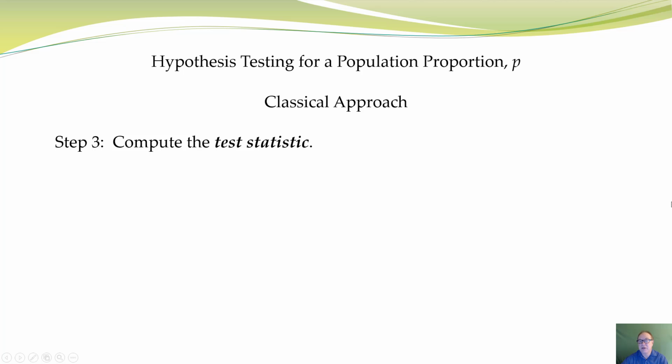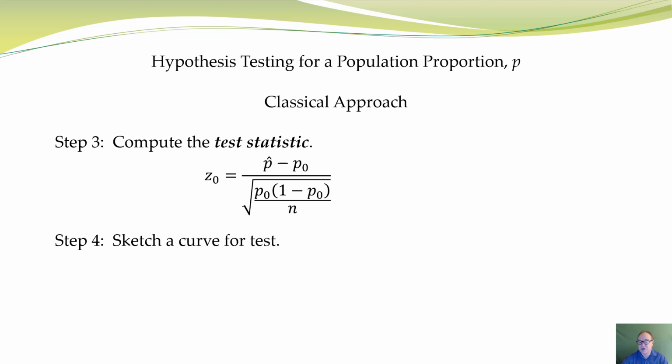Step 3, compute the test statistic. Now, this has a formula. The formula is z naught is equal to p-hat minus p naught divided by the square root of p naught times 1 minus p naught divided by n. You would just plug values in and calculate it. Now, as we go on, we're going to use StatCrunch. StatCrunch will calculate this test statistic for you.